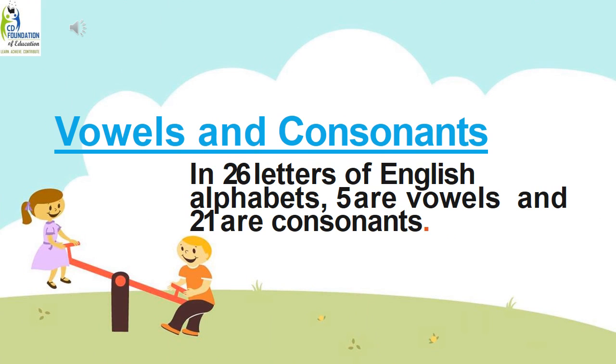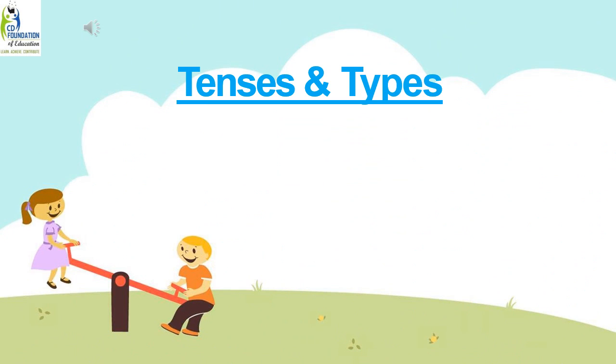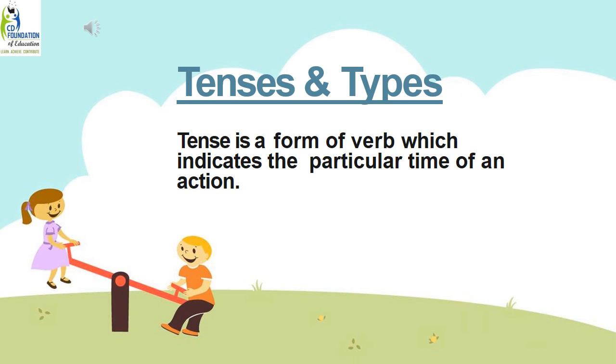Vowels and consonants. In 26 letters of English alphabets, 5 are vowels and 21 are consonants. Tenses and types. Tense is a form of verb which indicates the particular time of an action, and types: present, past, and future.